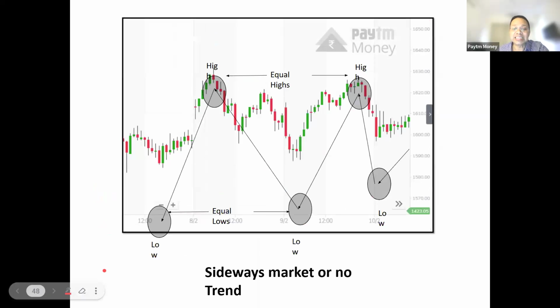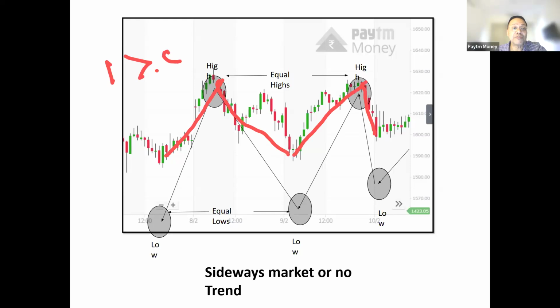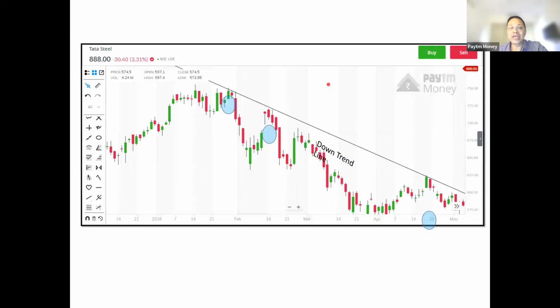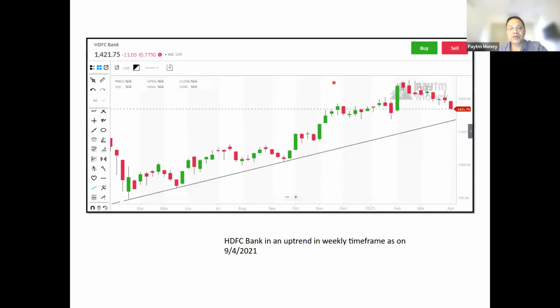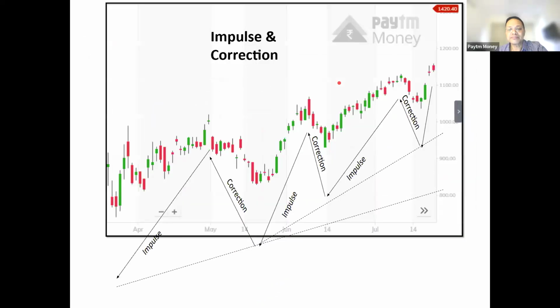Okay, now look at this. When does it happen? When there is no sequence of impulse and correction. Look, here everything is equal, basically everything is equal. Now as we say, impulse is bigger than the corrective move, right? Okay, now let's try to draw a line. Correction, impulse. Okay, here is a correction and impulse. This is the sequence, right?